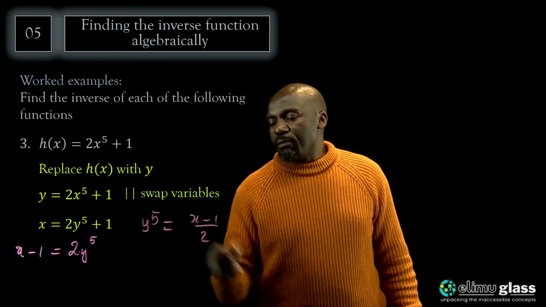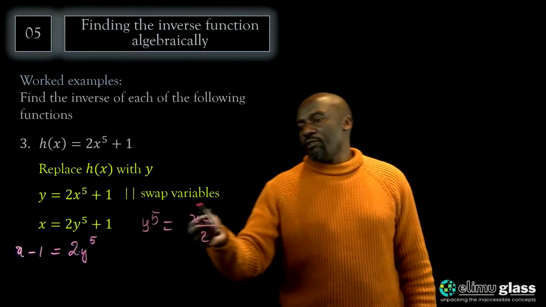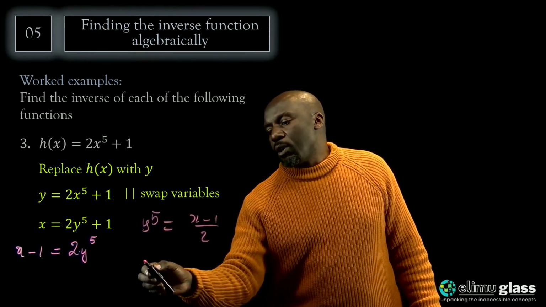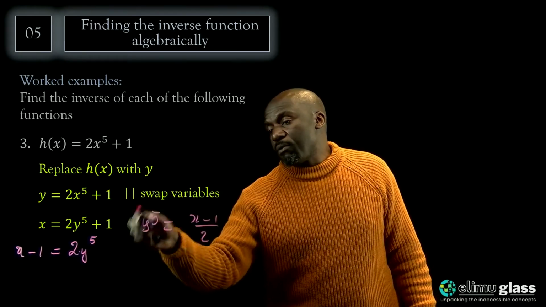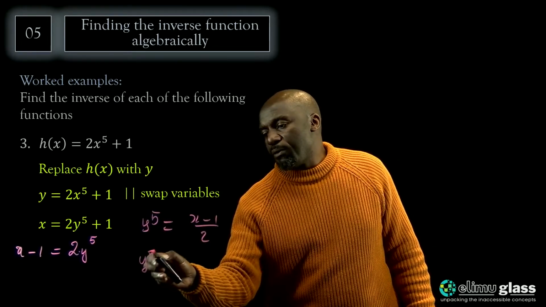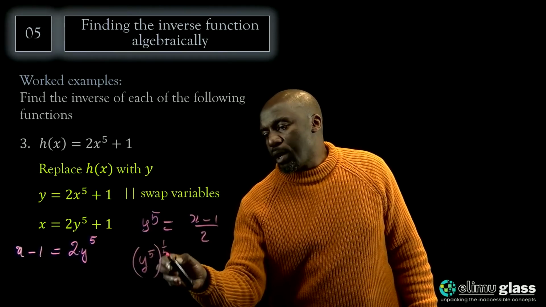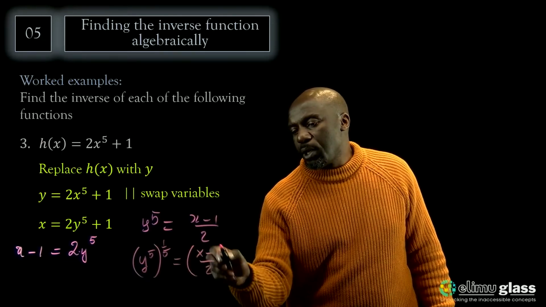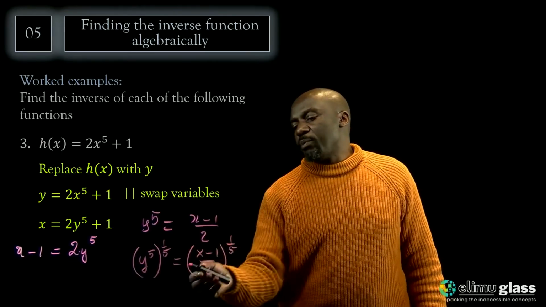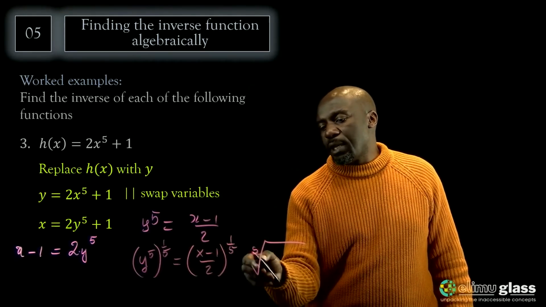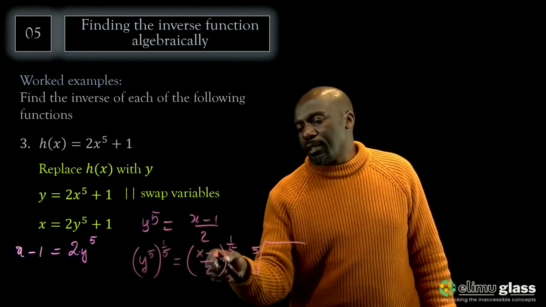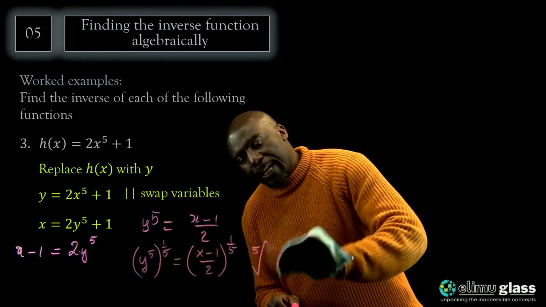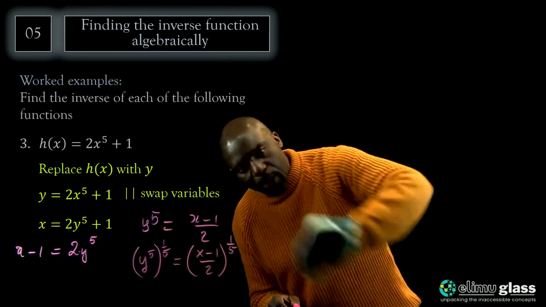And now y power 5, we need to get rid of the 5. To get rid of the 5, we find the fifth root, or multiply by 1 over 5, okay? So if I take the power of 1 over 5, in other words, y power 5 power 1 over 5, that's the fifth root, is the same as x minus 1 over 2 power 1 over 5. And it's better to write like this than writing the fifth root like that. Aesthetically, this is better than using the radical symbol, which sometimes can be untidy in mathematics.